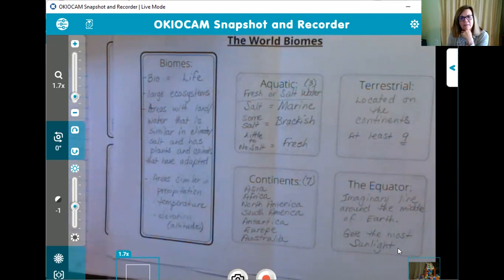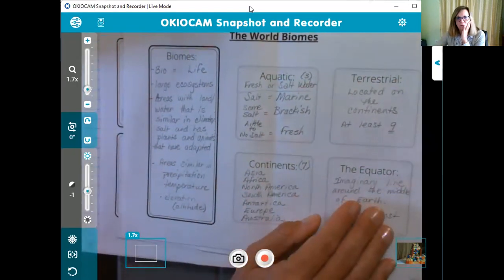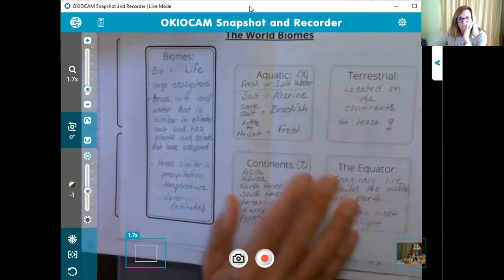And the last thing I have on here is the equator, because that's important. It's that imaginary line that goes around the middle of the earth. That's what gives us the idea of where the sun is the most and the heat is the most in the world. Because the sun and heat are the most around the equator, that's where you get the hottest biomes.